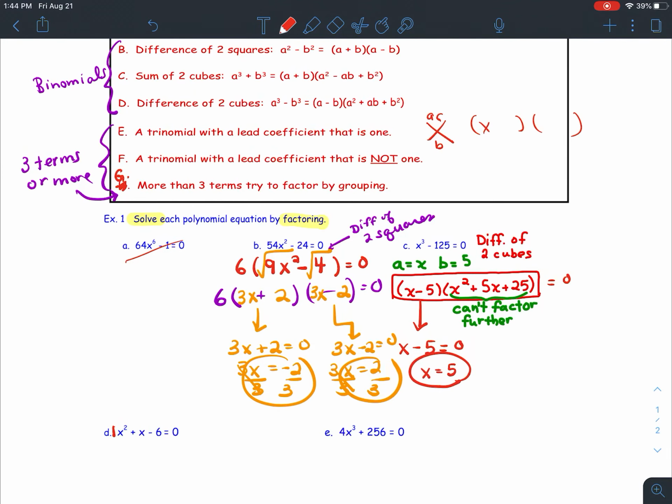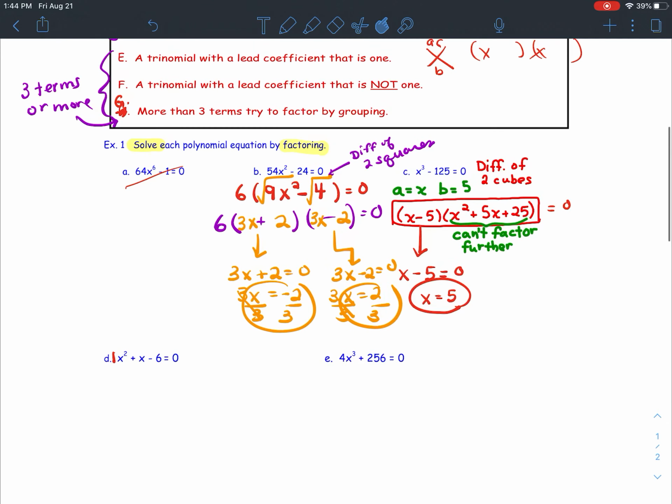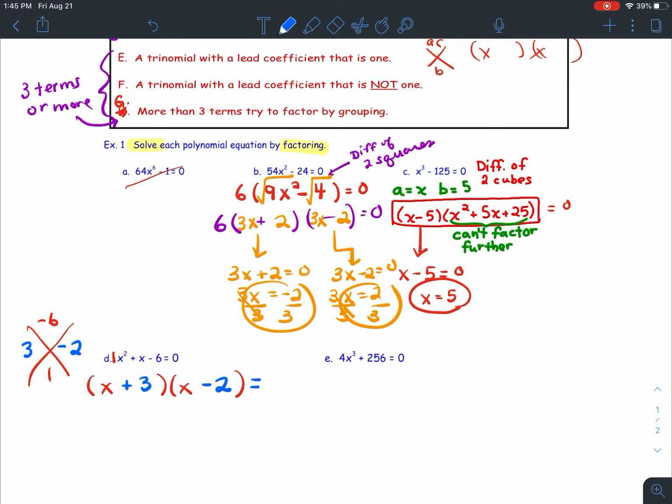If you remember, that's the type where we make an X puzzle, and we can start by just drawing 2 sets of parentheses with an X at the beginning of each. Okay, my X puzzle will have -6 in the top, +1 in the bottom. I need 2 numbers that are going to multiply to be a -6, but I need them to add together to be a +1. Those 2 numbers would be a +3 and a -2. Okay, keep in mind this was an equation, so you want to put the equals 0 at the end.